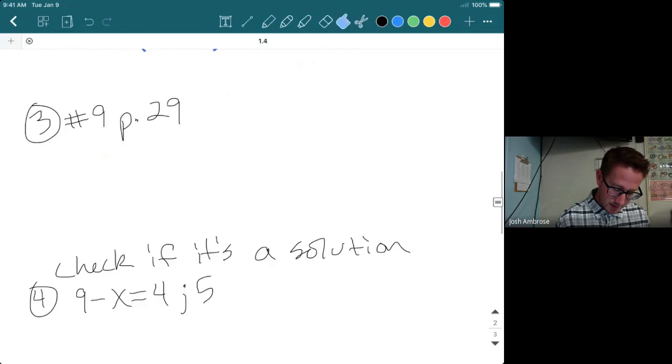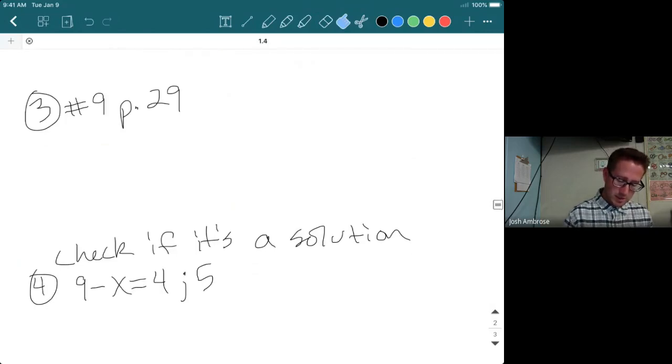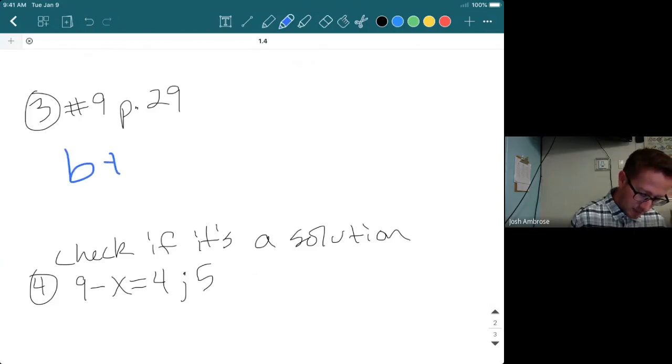Okay, let's take a look now at number 9, page 29. All right, so number 9, the sum of a number b. So we have b, and we know this is going to be some type of addition because it says the sum, and 3. So there's the 3, is greater than 8. Greater than 8. Okay.